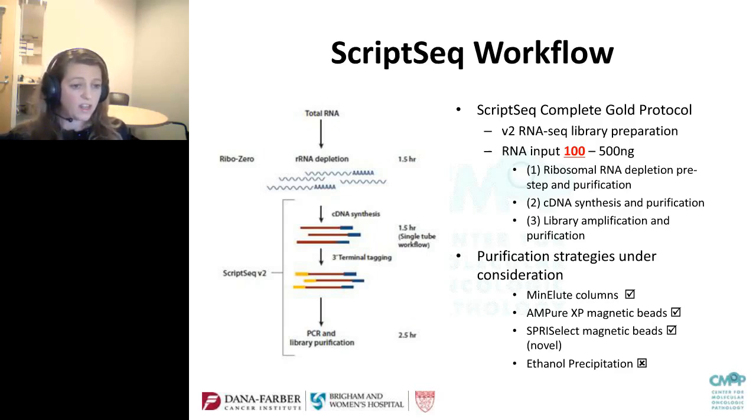With FFPEs, you can typically get fairly unclean samples because the level of fragmentation is quite high, so we wanted to assess purification strategies. We looked at what's recommended with the protocol, which is miniloop columns, but we also wanted to look at magnetic beads, comparing the Ampure beads versus the SPRI select beads, to see if we could do better in terms of cleanup.